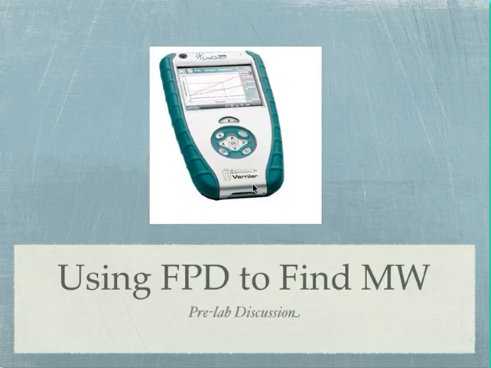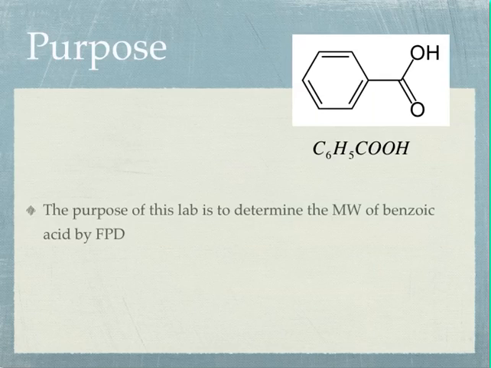To figure out the molecular weight of an unknown acid. So to get started, guys, we're going to be working with one specific substance, benzoic acid. And this, for all intents and purposes, is our unknown. Here is the drawing of it from an organic point of view.